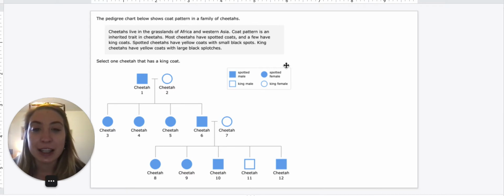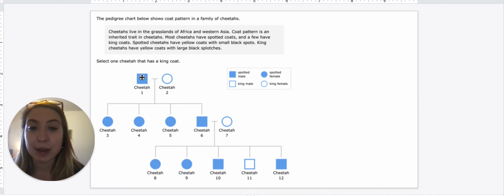So now we can see here, we have this little key table chart to help us. We see that the filled in square is a spotted male, and the blank square is the king male. And we know the king coat is a yellow coat with large black splotches, and a spotted coat is yellow with small black dots. And then the filled in circle is a spotted female, and just the regular circle is a king female. So they're showing the different coats.